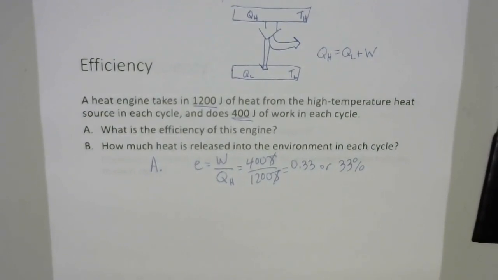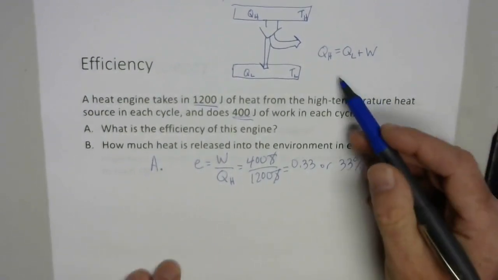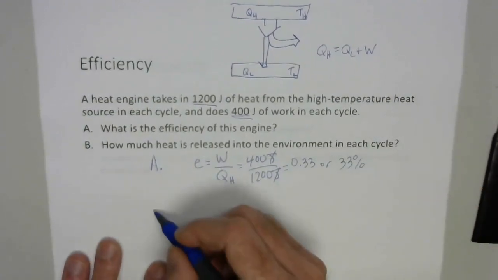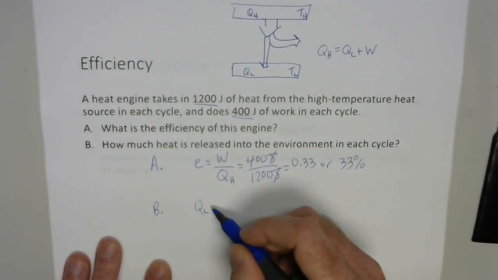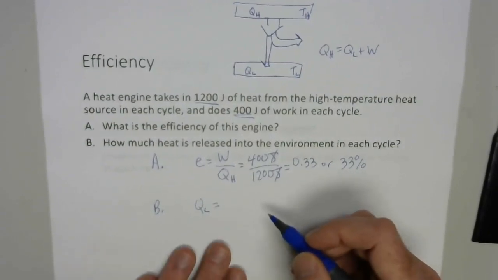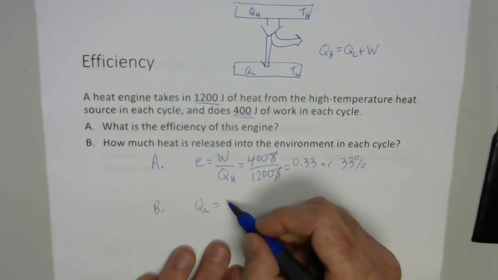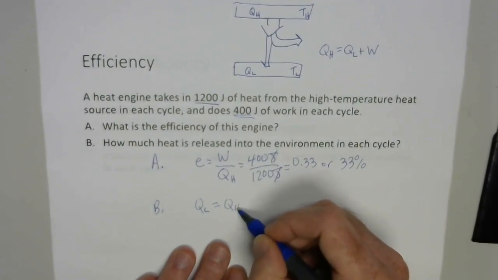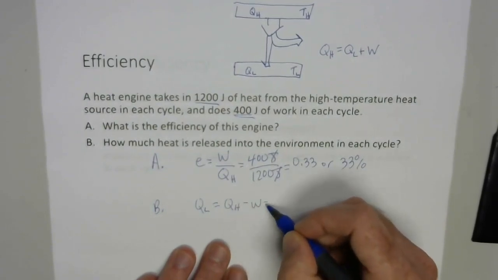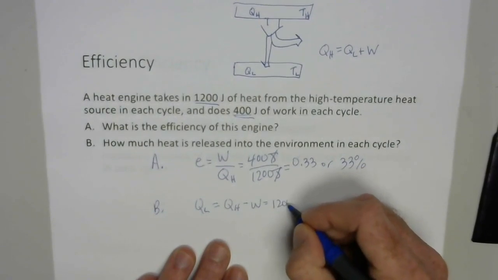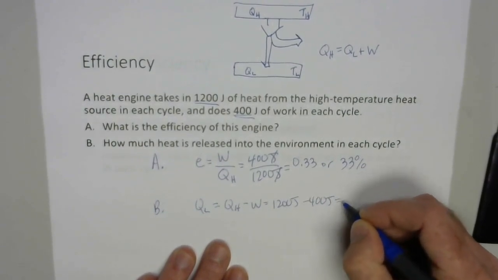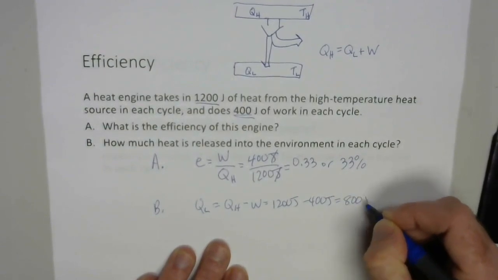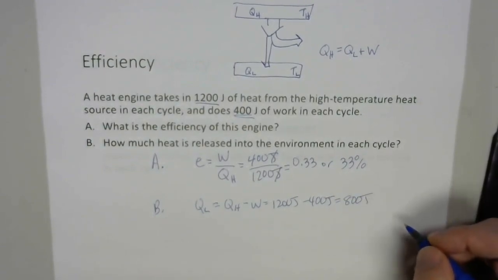Now, how much heat's released into the cycle? So if this is true, then the heat released to the low temperature reservoir is essentially going to be the heat in the high temperature reservoir minus the amount of work you did. So 1200 joules minus 400 joules equals 800 joules of heat released to the lower temperature reservoir.